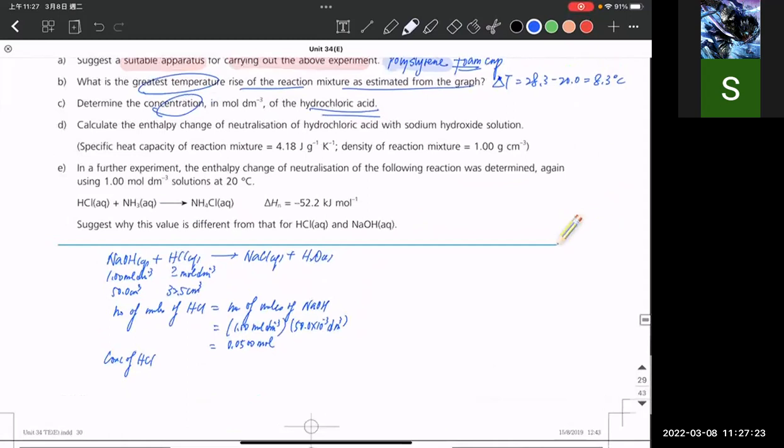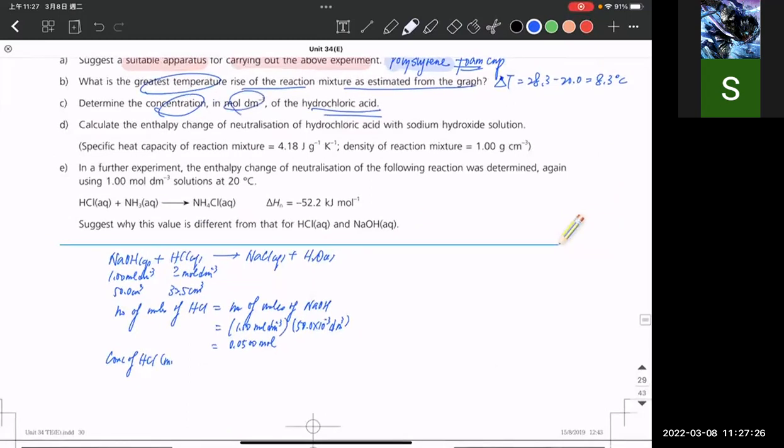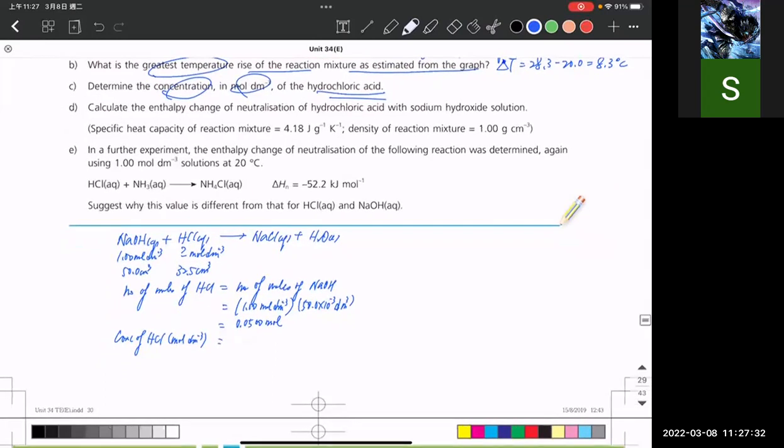Of course, we are going to find out in mole per dm cube, right? Which is calculated as 0.0500 mole over the volume, which is 32.5 times 10 to the power minus 3 dm cube. So the answer is 1.5 something. What is your calculation? 1.5 something. 1.54 mole per dm cube. Yes, 1.54 mole per dm cube.